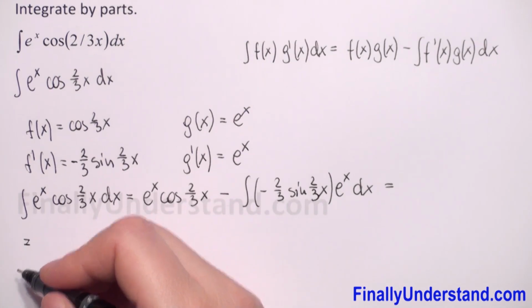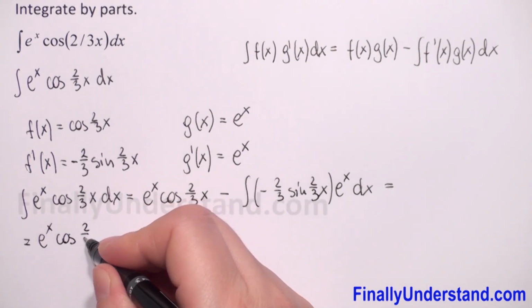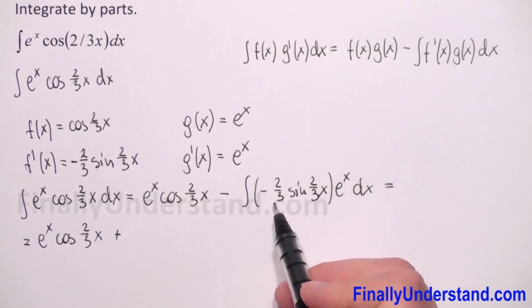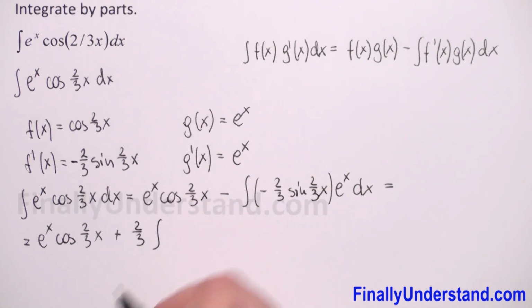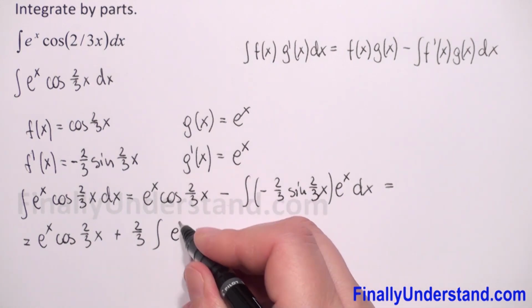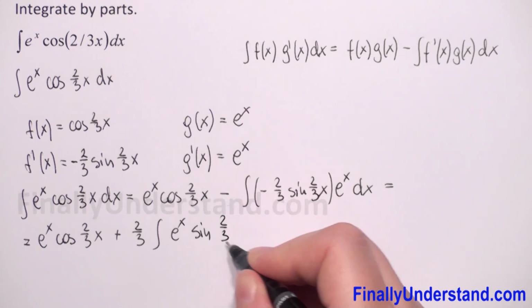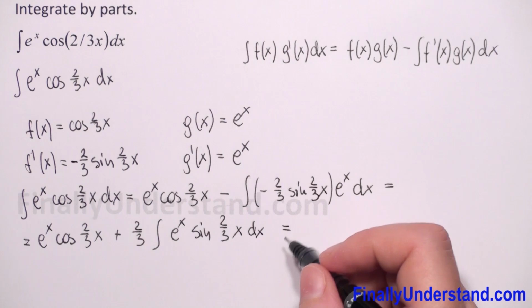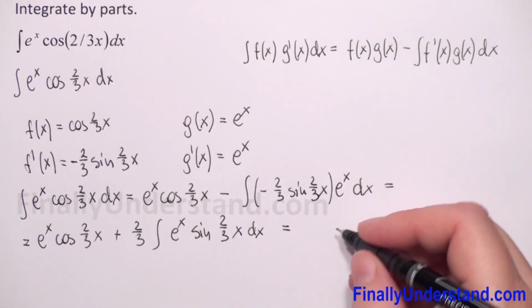So this is equal. Now let me rewrite this. This is equal e to power x cosine of 2/3x. Negative and negative give us positive. And we will put the constant before integral. So we have 2/3 integral of, first I will put e to power x sine of 2/3x with respect to x. So this is equal. Again, I will use integration by parts formula.